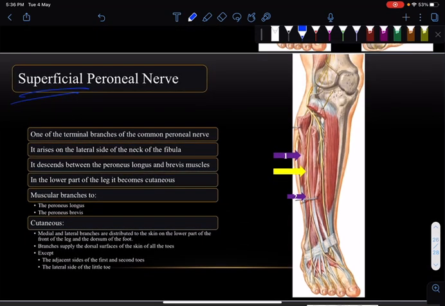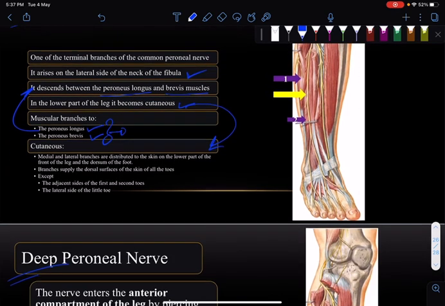هلا نبدأ بالsuperficial here. Superficial peroneal nerve, one of the terminal branches of the common peroneal nerve. It arises on the lateral side of the neck of the fibula زي ما حكينا. It descends between the peroneus longus and brevis muscles and gives them muscular branches. In the lower part of the leg it becomes cutaneous. هذا هنشوف ايش يعني cutaneous هون. Muscular branches زي ما حكينا هنا انه peroneus longus, peroneus brevis, the muscles of the lateral compartment of the leg.